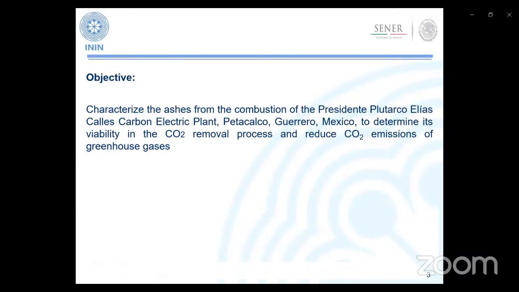The objective of this work is to characterize the ashes of the Plutarco Elias Calles power plant, a coal electric plant in Petacalco, state of Guerrero, Mexico, in order to determine the viability of removing CO2 from combustion gases and reducing its emissions.